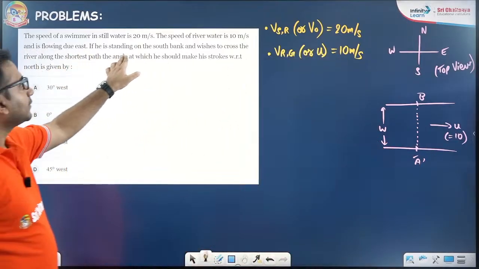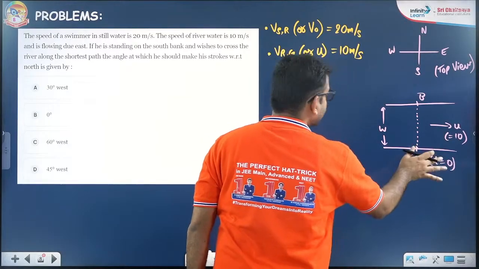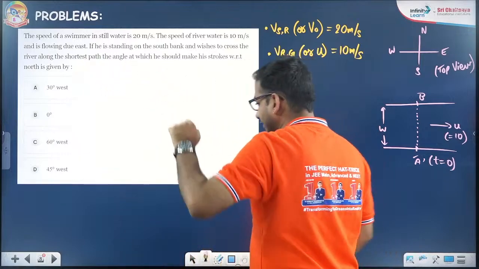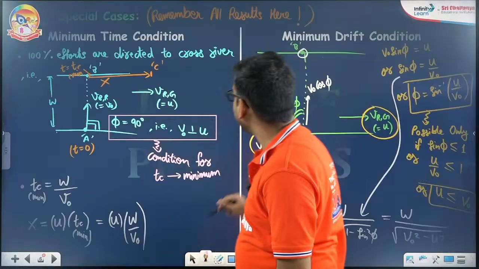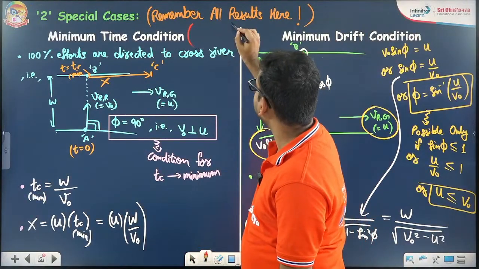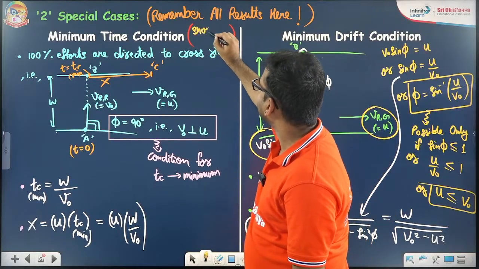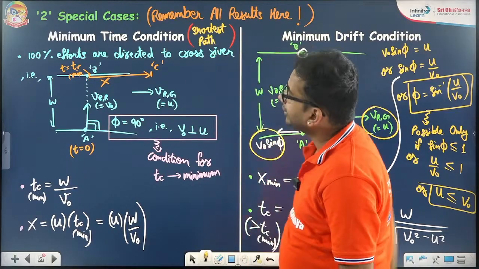What is your intent? If he is standing on the south bank, means you are here at t equal to 0, and wishes to cross the river along the shortest path. So here, this condition is called minimum time condition, and this condition is also called the shortest path condition. Minimum drift means shortest path condition.